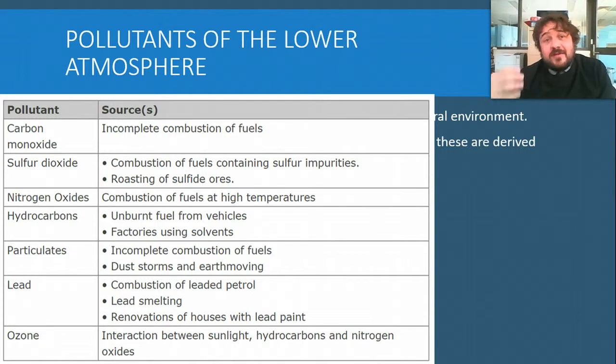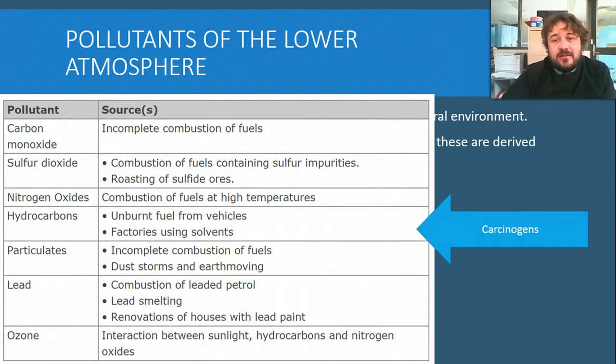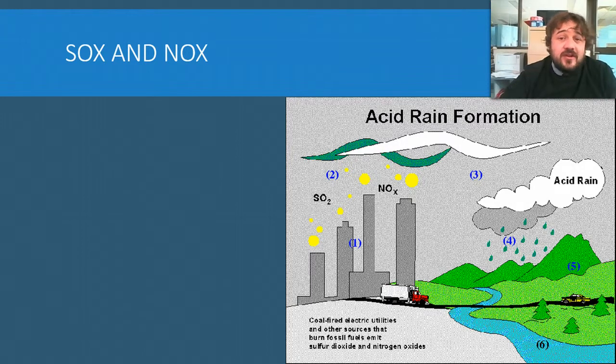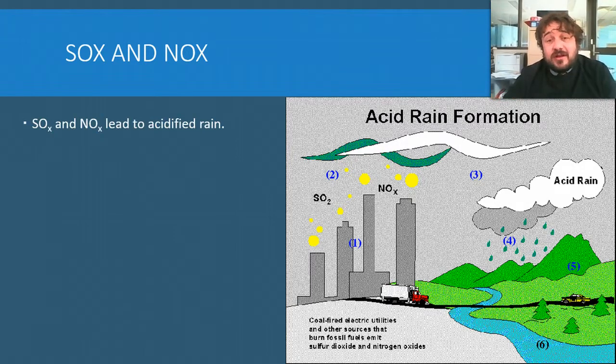And in the upper atmosphere, it's wonderful. But in the lower atmosphere, super bad. Let's have a look at what it is. Oh, hydrocarbons. They all tend to be carcinogens. So that's something worth avoiding. All right, SOx and NOx, we'll start there first. The first thing is it leads to acidified rain. We're not going to go over that again in much detail at all.